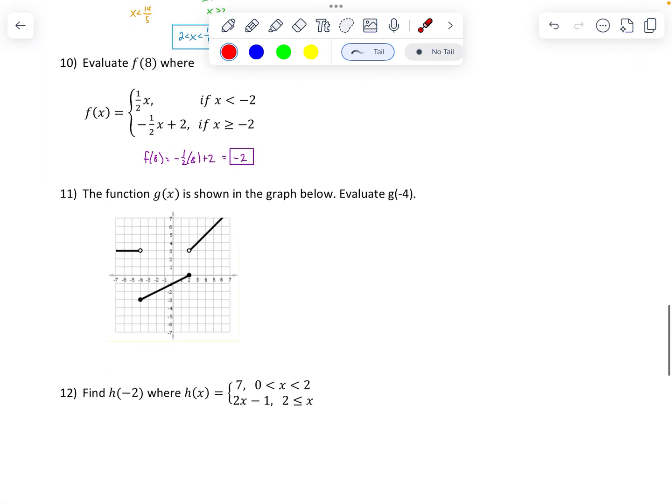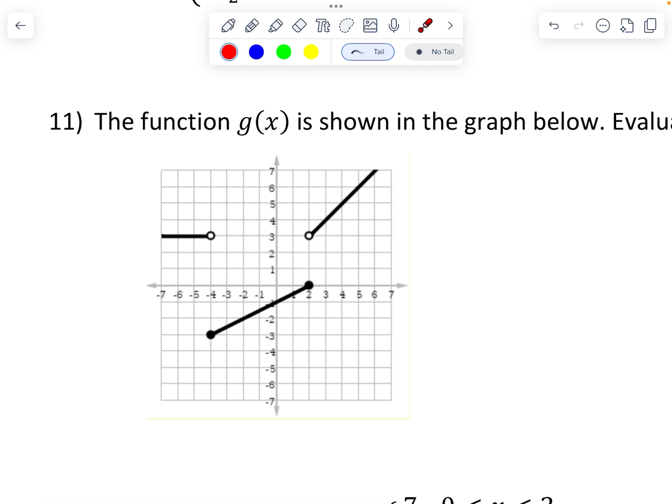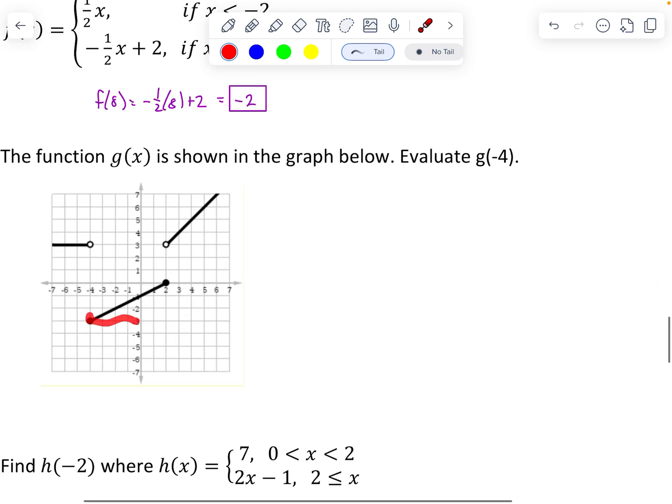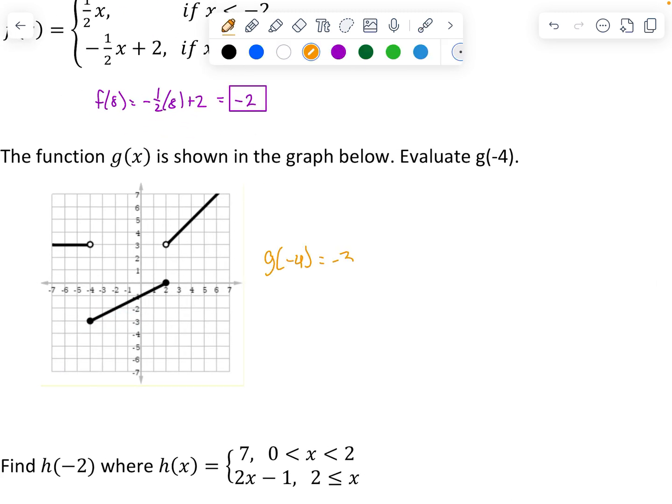From a graph, evaluate g of negative 4. So we go over to negative 4. And where is the y value at this x value? Well, it's that point right there. That's a hole, so there's no actual y value there. So the y value here is negative 3. So g of negative 4 equals negative 3. So that's just finding it from a graph of a piecewise function.